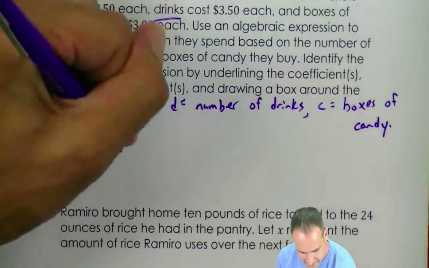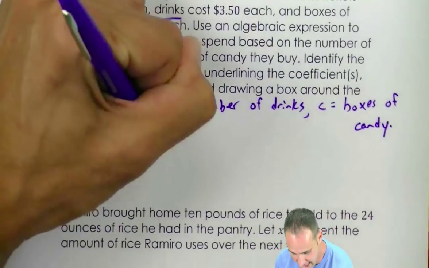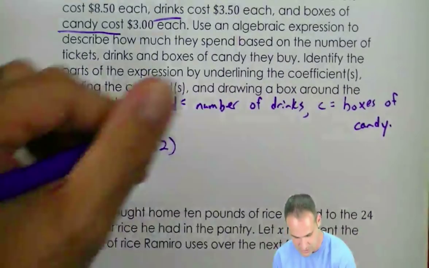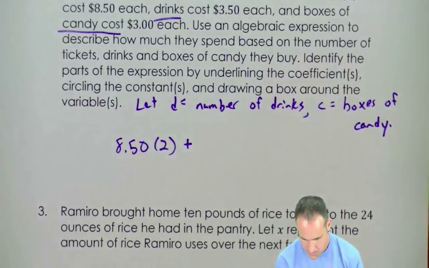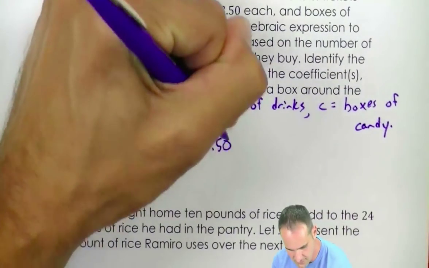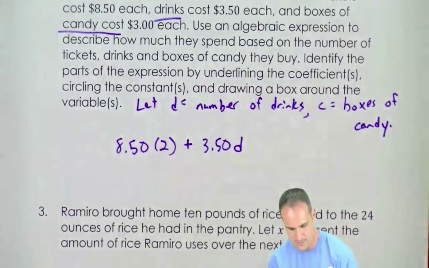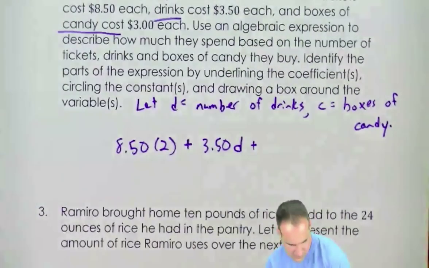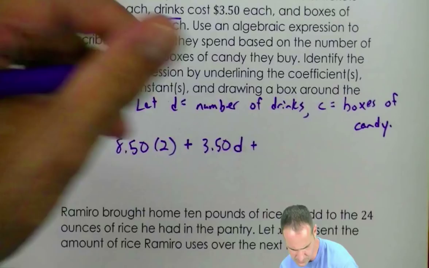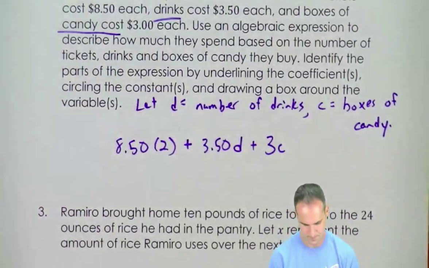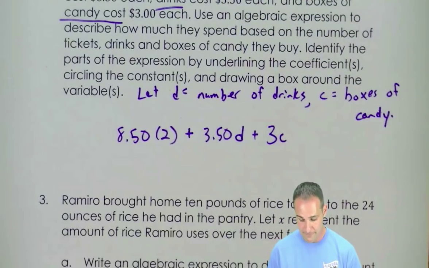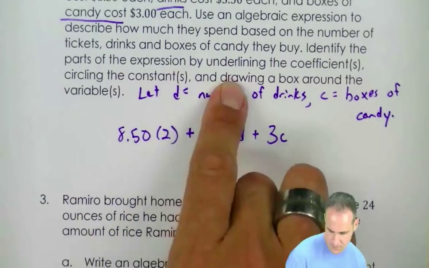So now I'm going to have $8.50, and they have to buy 2 tickets, 1 for each to get in, plus drinks were $3.50 each, so $3.50 times D for the number of drinks, plus candy was $3, so 3 times C.